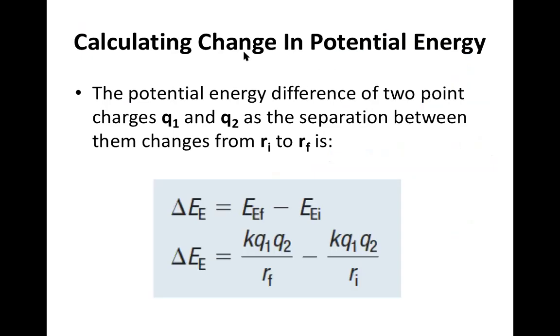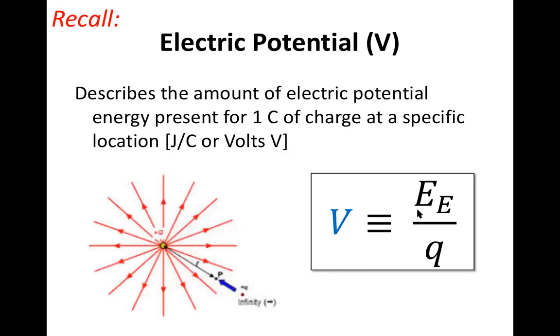So there's a change in potential energy that we can calculate through this formula. So let's say we're moving the 2 point charges from Ri to Rf. This would be the equation that we use in order to calculate the difference in the energy from one point to the other point. Every delta is a final minus initial, so that shouldn't come as a surprise.